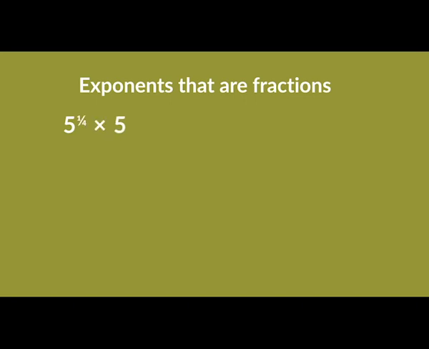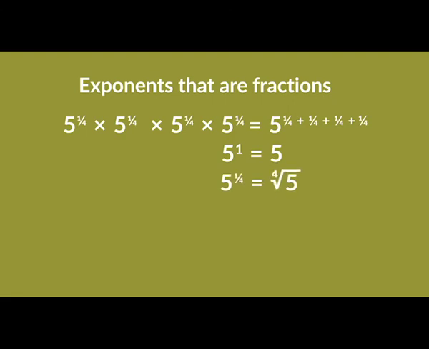If we repeat 5 to the power of a quarter 4 times in a multiplication, we get 5 to the power of 1/4 plus 1/4 plus 1/4 plus 1/4, and this is equal to 5 to the power of 1, or just 5. This means that 5 raised to the power of 1/4 is equal to the fourth root of 5. We can write a general rule for fractional exponents. A number raised to the power of 1/n is equal to the nth root of the number.